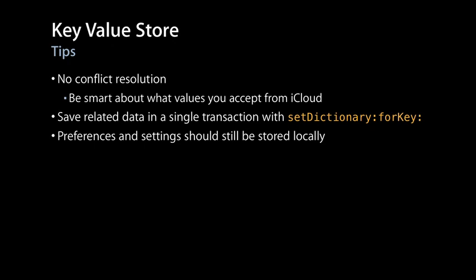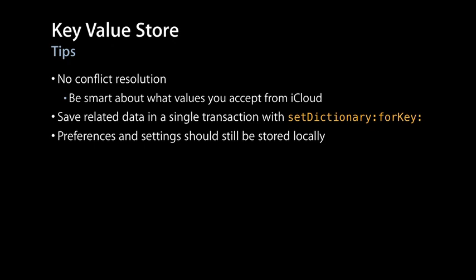Instead, you'll want to notice that those values are different. Take the value that you think is correct, in this case, the fact that they're on level 10, and just write that value back out to the key value store. Now, you can save related data in a single transaction using setDictionary for key. So what this lets you do is basically take all the keys and values that you want to save, wrap them in their own dictionary, and then you set that dictionary on the key value store. In this way, all of the new values are either going to make their way up to the server or they won't, say for example if the user ran out of space.